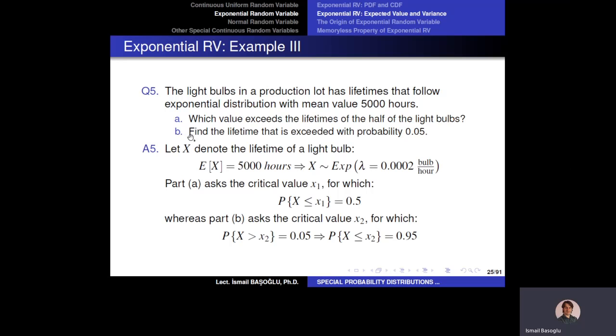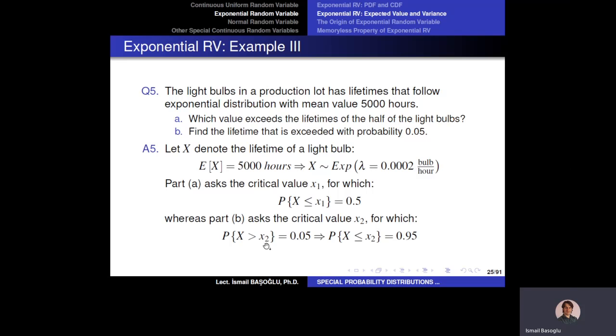And for part B, it says find the lifetime that is exceeded with probability 0.05. Again, it is asking for a certain lifetime, and only 5% of the light bulbs in the production lots will have a lifetime that exceeds that certain lifetime. So the probability of a randomly selected light bulb exceeding this lifetime is going to be 0.05.